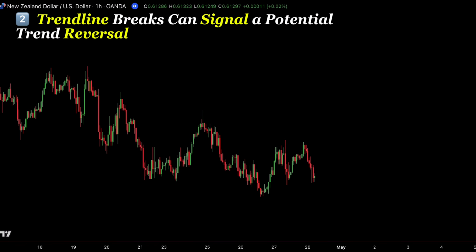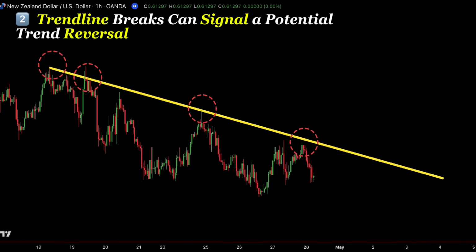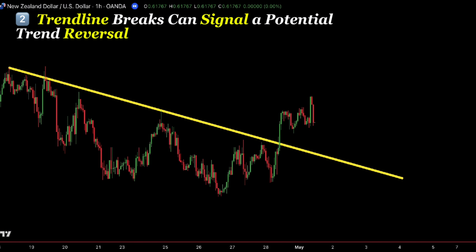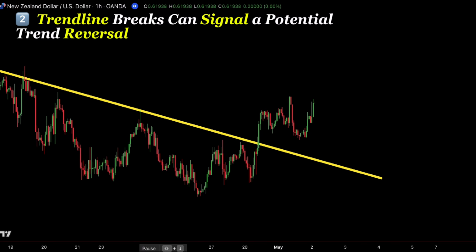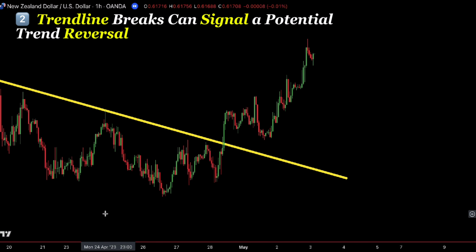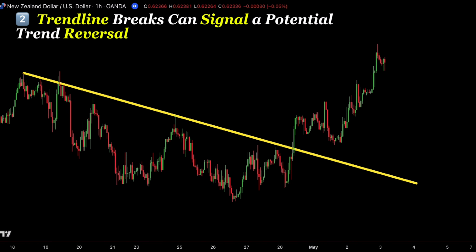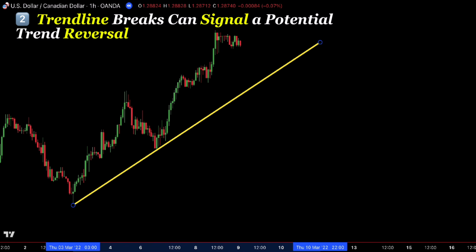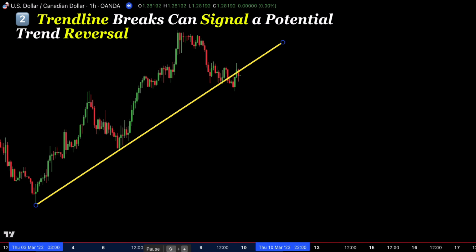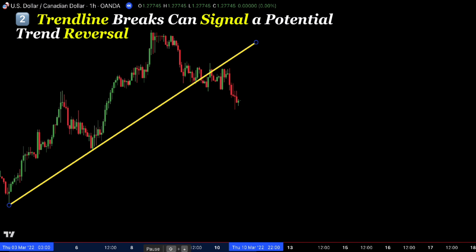Trend lines don't just guide the current trend, they also help identify when momentum is shifting. In a downtrend, the trend line sits above price. If price breaks above this trend line, it may be the first clue of a possible transition into an uptrend. In an uptrend, the trend line sits below price. If price breaks below it, that could signal the beginning of a shift into a downtrend.